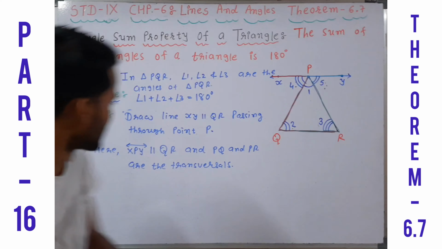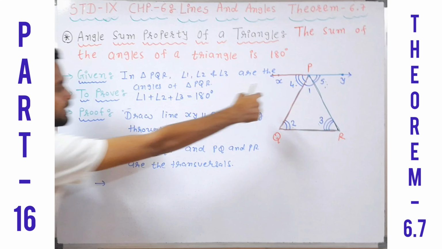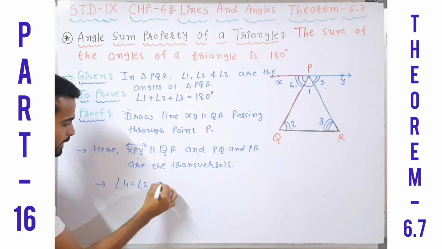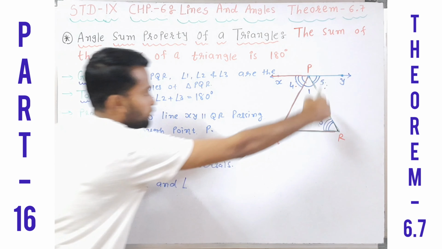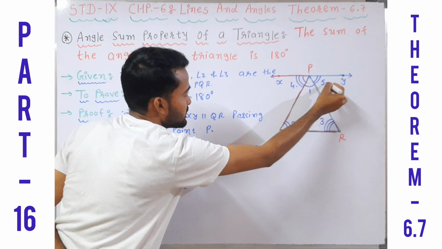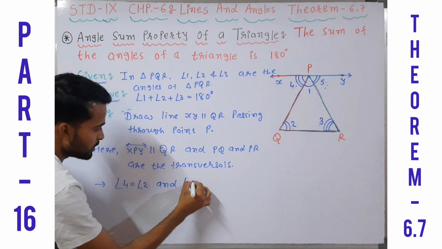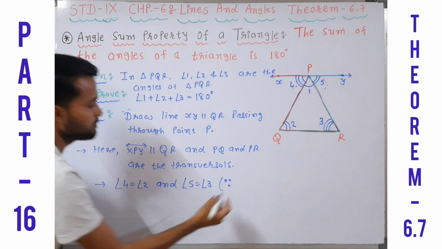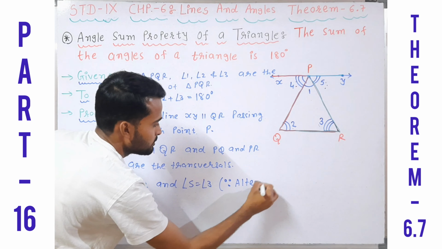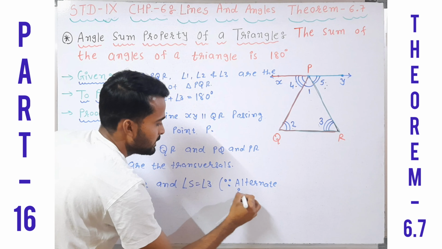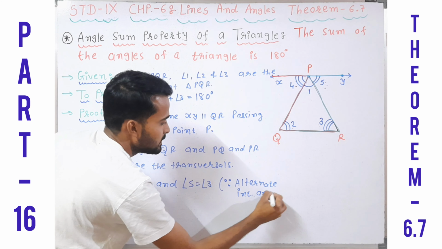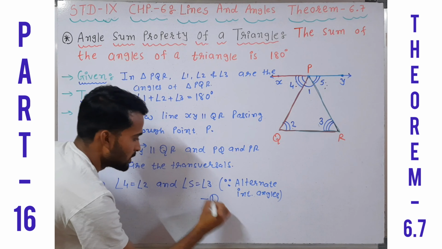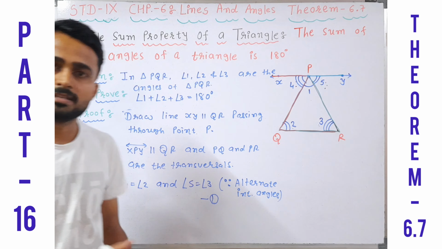So we can write two results: angle 4 is equal to angle 2, and similarly, if we take PR as a transversal, we will get that angle 5 and angle 3 will be equal. We need to mention the reason why these angles are equal, because these are alternate interior angles, so that's why they are equal. Now let us take this result as result number 1, right?